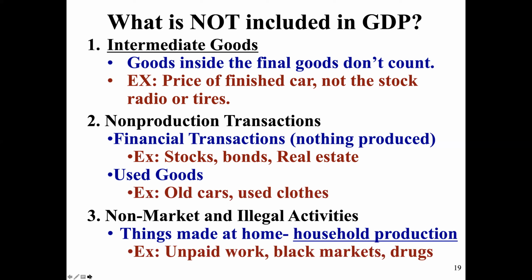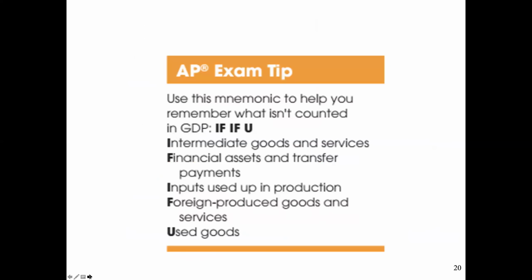So in the US, just to give you comparison, it's estimated that about 8% of economic activity is non-market and illegal activities, okay? And it's even higher in other countries. So that's what's not counted in GDP. If that's a tricky list for you, Krugman has this mnemonic device as a way of remembering all the different items that are not in GDP.